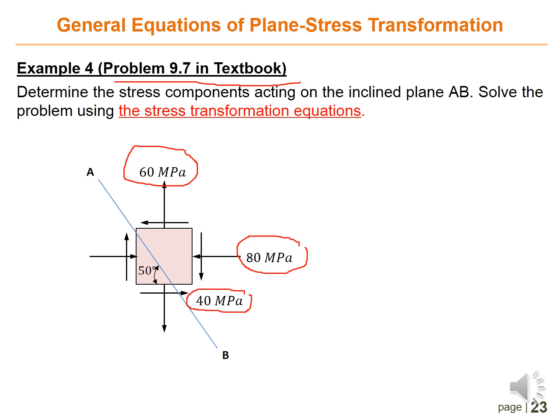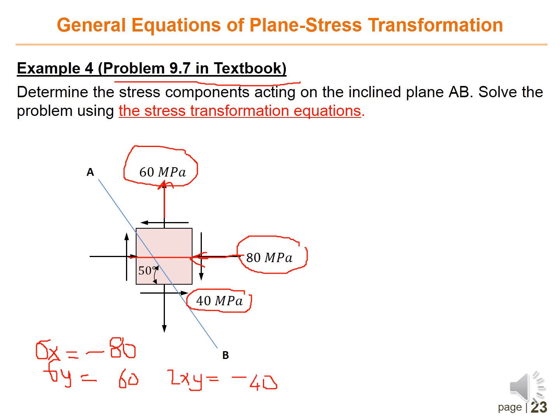We have sigma x equals negative 80 megapascal. Why is it negative? Because the stress is acting inwards. For sigma y we have positive 60 megapascal because it is acting outward from the surface. And for tau xy, it is negative 40 megapascal.